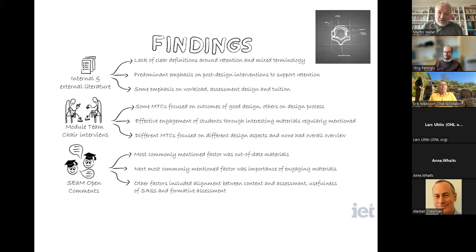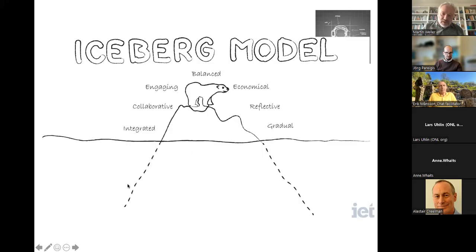There were some findings from this. I won't go into all of these. Some of this is beyond learning design. But from this, we could draw a number of conclusions. And the important thing was, having got these findings, we could then turn to learning design and think, how can we help module teams design their courses better to improve retention? So we developed this iceberg model, and we said a well-designed module for retention needs to have these 7 elements. So it needs to be integrated, collaborative, engaging, balanced, economical, reflective, and gradual.